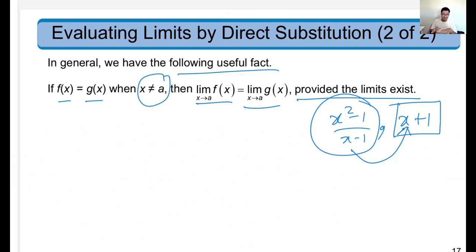Okay, this is the reasoning. Actually, this statement here is the reasoning behind the algebra work that we do in evaluating limits, where we do factoring and cancel out, or where we do rationalization. All of that is valid and accepted because of this statement.